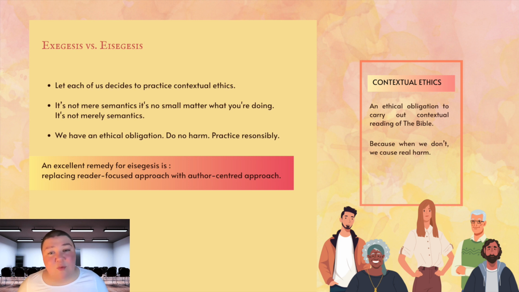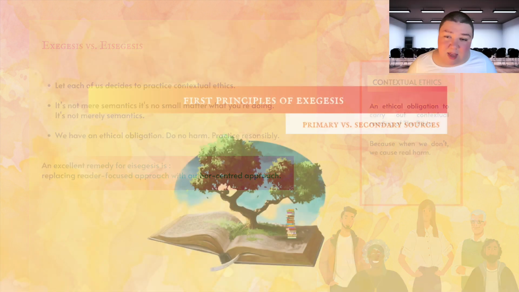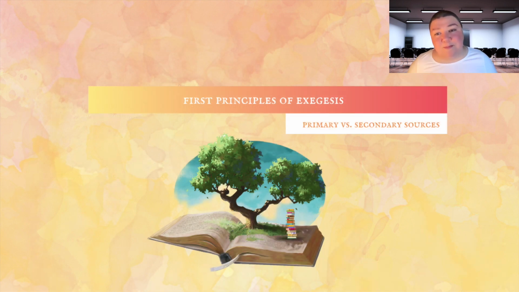Again, an excellent remedy for eisegesis, or "I see Jesus," is working on replacing our reader-focused approach with the author-centered one. Not what we put in the text, but trying to understand what the author actually meant, and resisting the temptation of seeing a cross in every tree. On to the next principle.